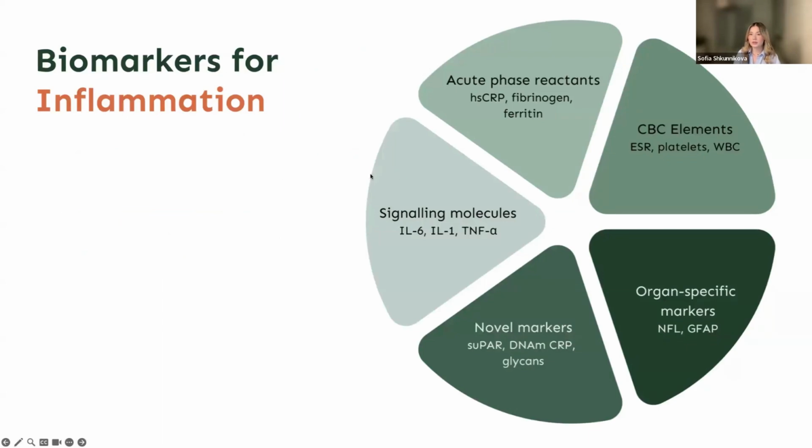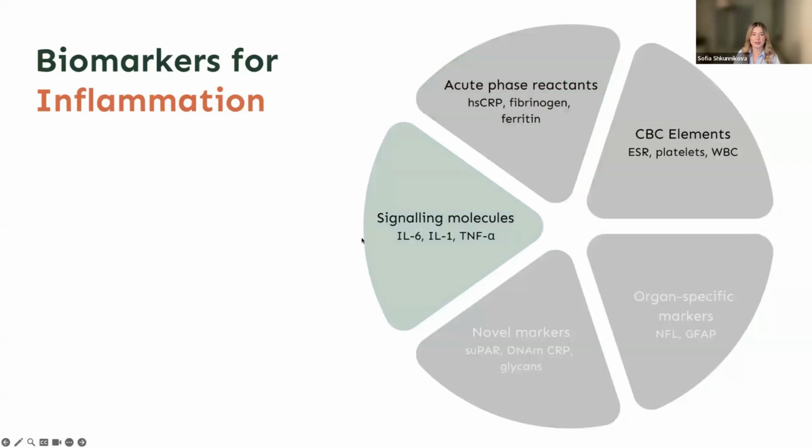We split them into 5 different categories. The first one is signaling molecules, and we put these first because they are the first in the inflammatory cascade. Next come the acute phase reactants, such as CRP and high sensitivity CRP, fibrinogen, and ferritin. We will also be looking at CBC elements, such as platelets, white blood cells, and ESR. We'll be discussing some organ-specific markers and novel markers, such as suPAR, DNAm CRP, and glycans.